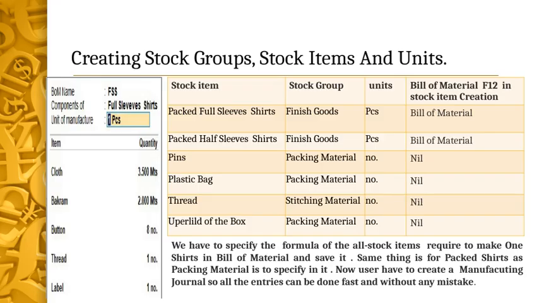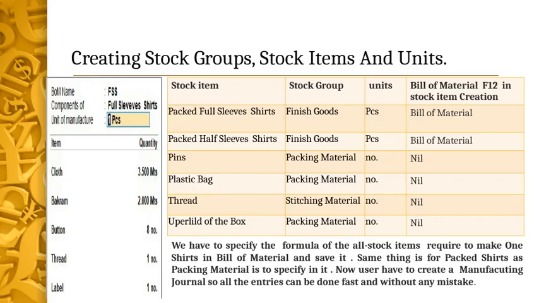Creating stock groups, stock items and units. Stock item. Stock group. Units. Bill of material, F12. Stock item creation. Packed full sleeve shirts. Finished goods. PCS. Bill of material. Packed half sleeve shirts. Finished goods.